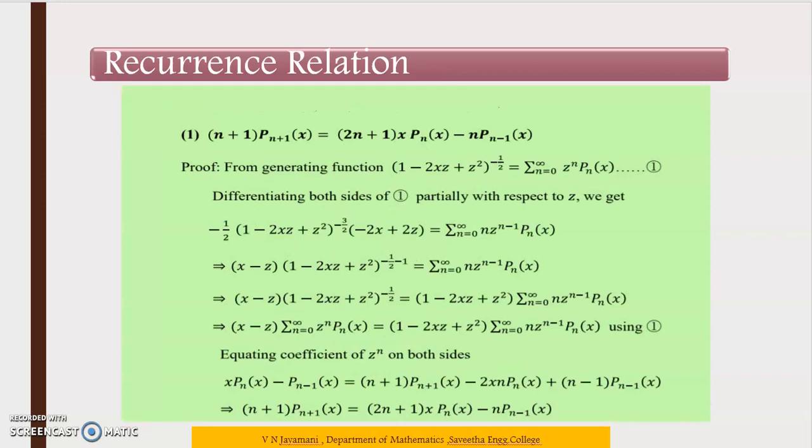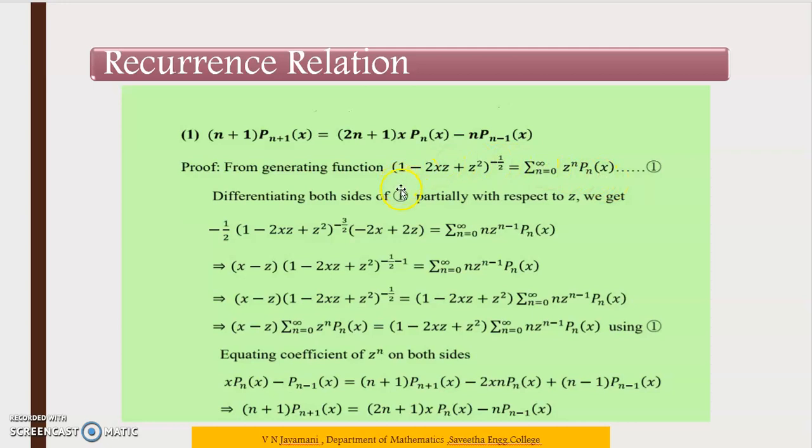Now we are going to see the recurrence relations of Legendre's equation. So the first relation: (n + 1) P(n+1)(x) = (2n + 1) x Pn(x) - n P(n-1)(x). So now we know the generating function (1 - 2xz + z²)^(-1/2) = summation n = 0 to infinity z^n Pn(x).